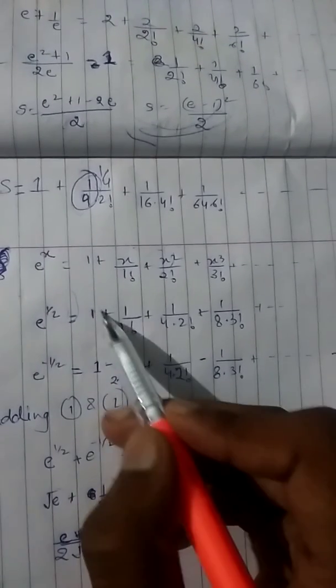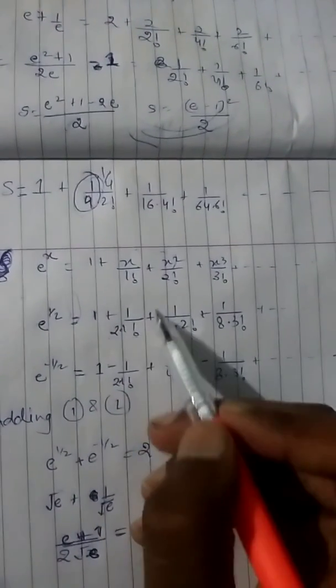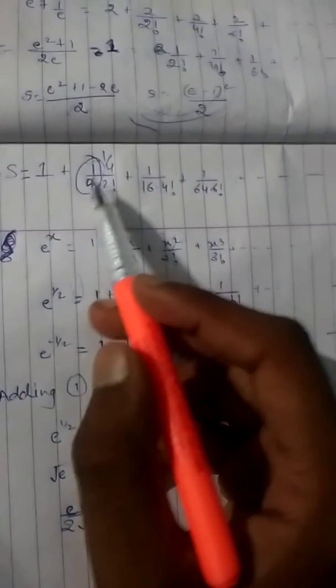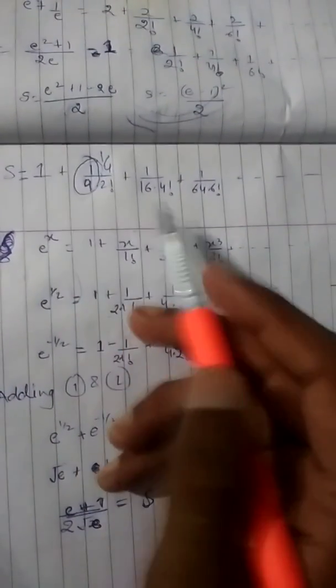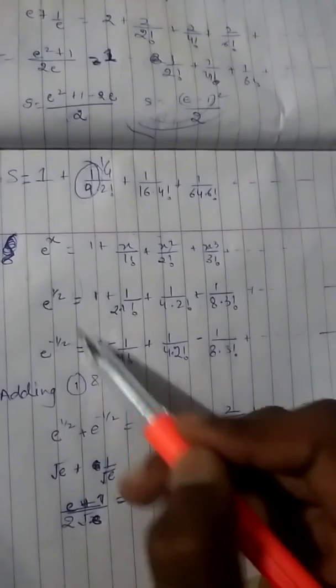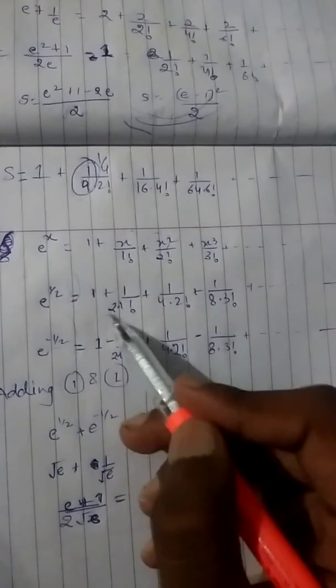So we will get 1 plus 1 by 2 into 1 factorial and so on, and e to the power minus half as this, because in this case also we don't want odd terms, so we also put here minus half. So these terms will get cancelled, which are not required by us.